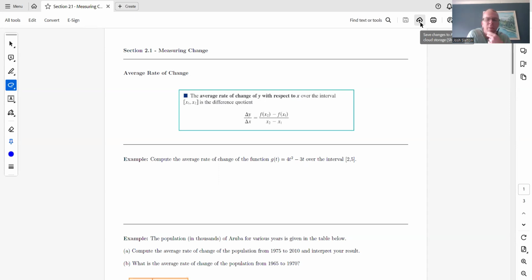So let's start with this idea of average rate of change. Average rate of change is really just slope. What you do in calculus is you're measuring slope, you're measuring instantaneous slope. If we're talking about a linear function, of course, the slope is constant. Linear functions have a constant slope. But if you're talking about any other type of function, the slope is always changing.